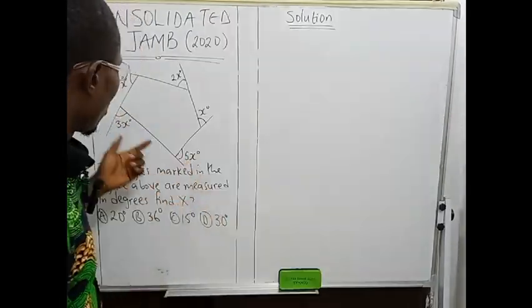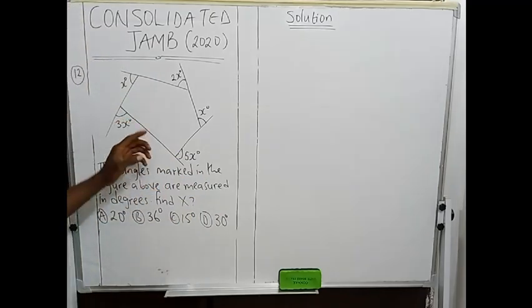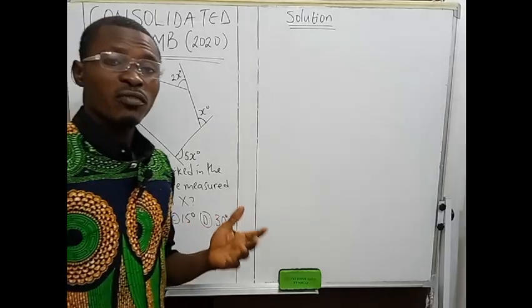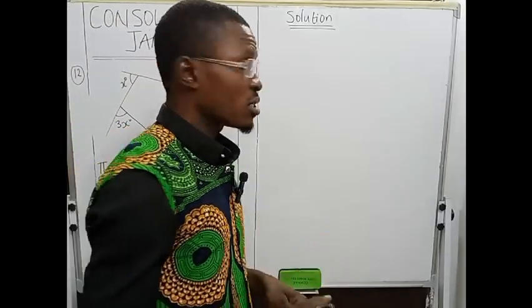Now number 12 on the board. It says the angles marked in the diagram above are measured in degrees. We should find x. This is a polygon. We know that the sum of exterior angles of a polygon is 360 degrees.